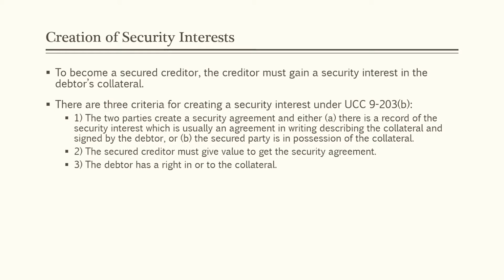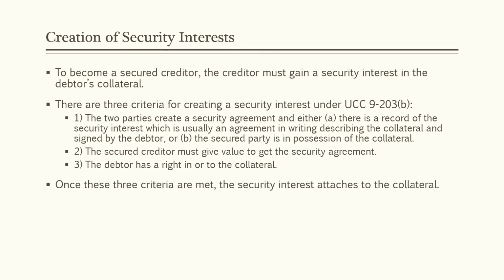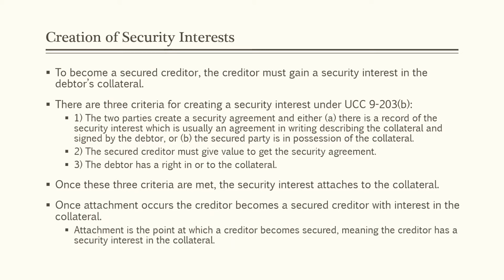That's the first section. The second thing that they must do is that the secured creditor must give value to get the security agreement. And finally, the debtor has rights in or to the collateral. Once these three criteria are met, the security interest attaches to the collateral. Once attachment occurs, the creditor becomes a secured creditor with an interest in the collateral. Now, attachment is the point at which a creditor becomes secured, meaning the creditor has a security interest in the collateral. There's nothing magic about that.